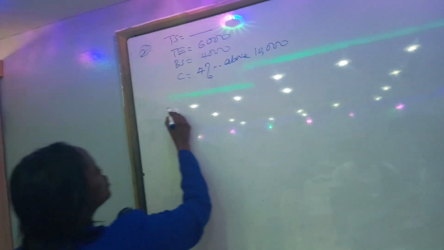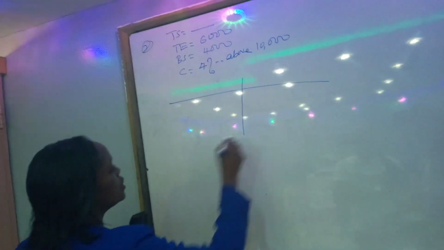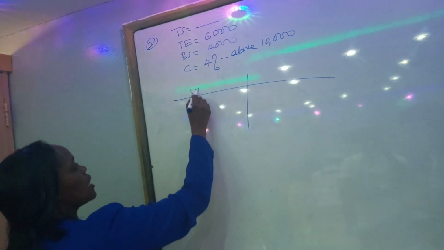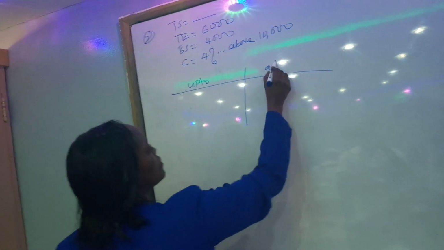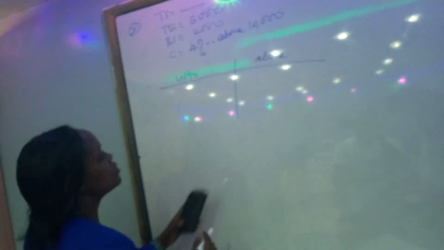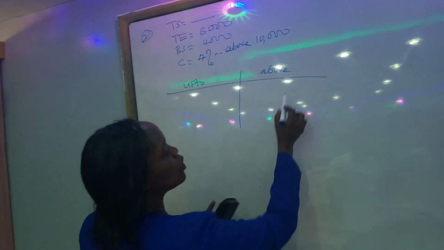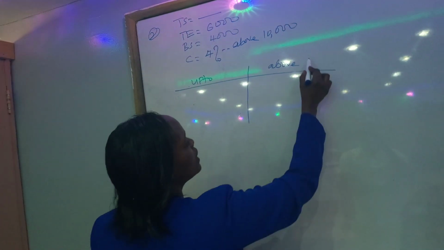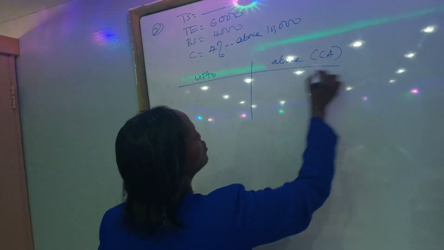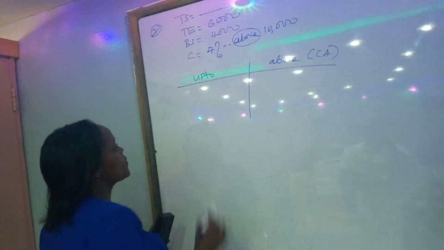Now, we draw a table again and we shall divide it into 2. We shall have this side of up to, we shall have this side of above. So this is where the money we are getting commission from will come from, which we are referring to as our commissionable amount because of our keyword there.